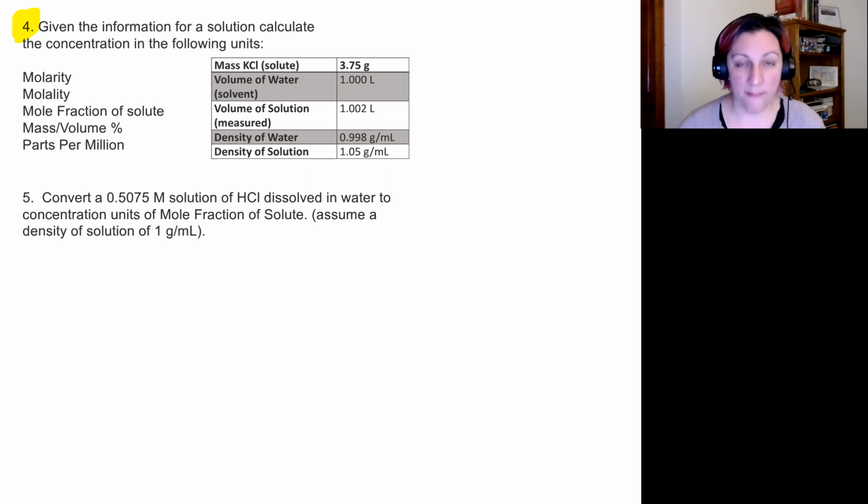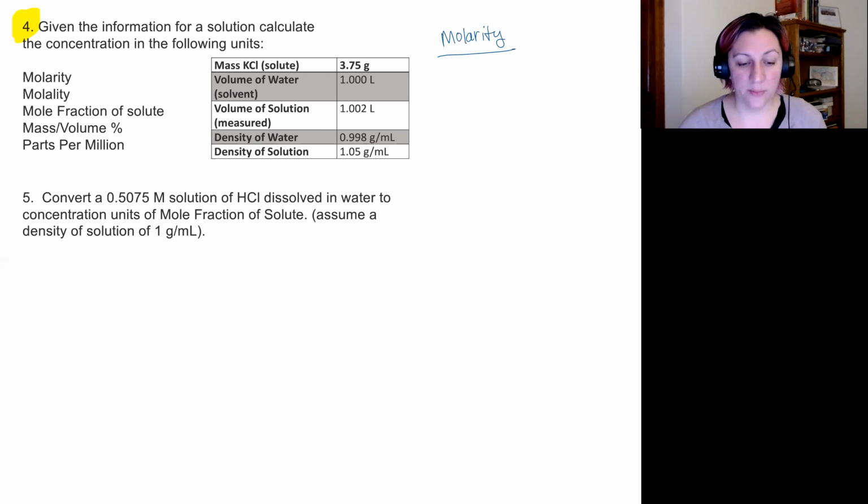And we know the mass of our solute, which is going to be potassium chloride. And we have a volume of water and a volume of the total solution. And we know the density of the water and the density of the solution. And they're different, but similar because the water is just the water, but the solution is the water plus the potassium chloride. And so its density is going to increase a bit. So we'll use all of this to go ahead and calculate these. Let's start with molarity.